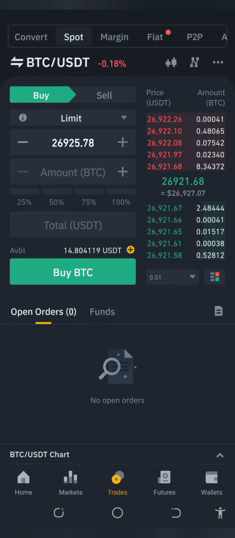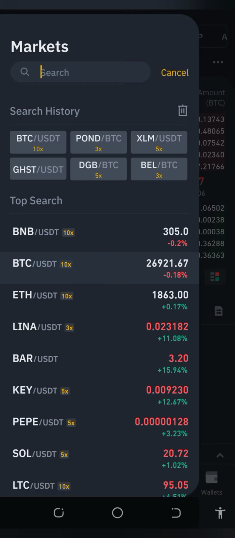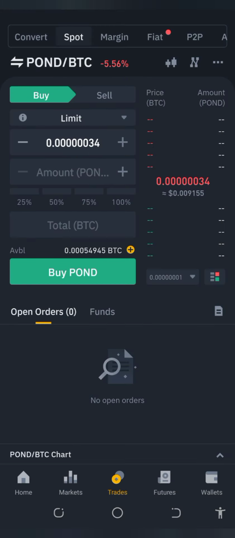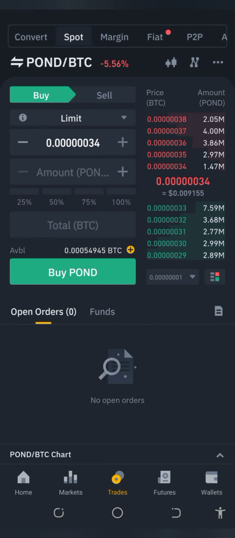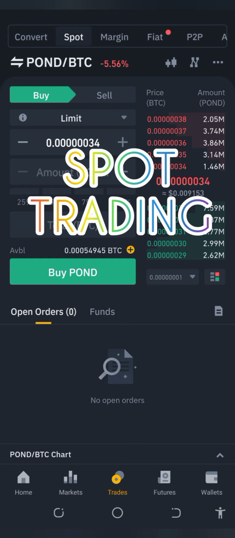What we're going to do is go over to pond. No, first of all, since we already have this here, let's go over to pond BTC. So we're going to check on pond BTC first. Then after that, we will go ahead and get our pond USDT bot. So don't forget there are two stages. Don't forget this is a spot trading event, a spot trading race.